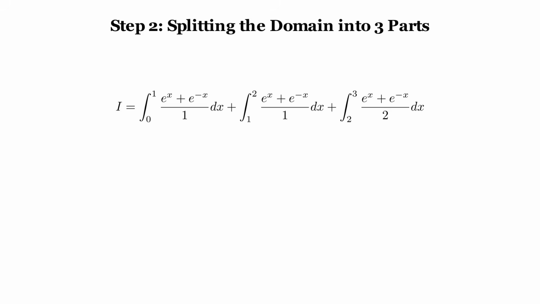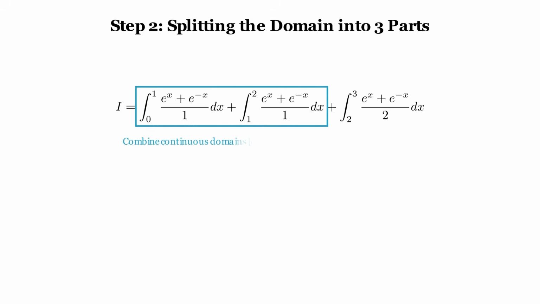Since the integrand in the first two parts, that is from 0 to 1 and from 1 to 2, is just identical, that is e to the power x plus e to the power minus x with a denominator of 1, we can merge these two different integrals into one single integral from 0 to 2, and that becomes integration from 0 to 2 of e to the power x plus e to the power minus x dx.